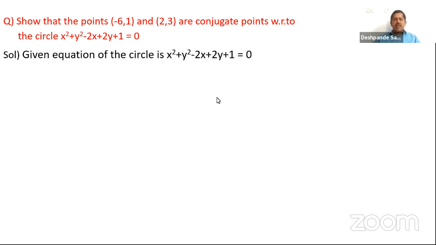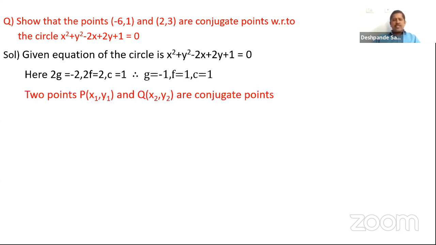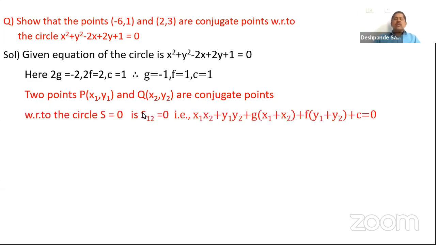We have the circle equation x square plus y square minus 2x plus 2y plus 1 equal to 0. Then the value of g is minus 1, f is 1, and c is 1. So you have the values of g, f, c. The next step: you take the first point as (x1, y1) and the second point as (x2, y2). If the two points (x1, y1) and (x2, y2) are conjugate points, we have the condition that S12 is equal to 0. So this is the formula which you have.